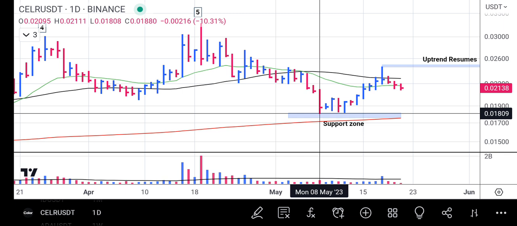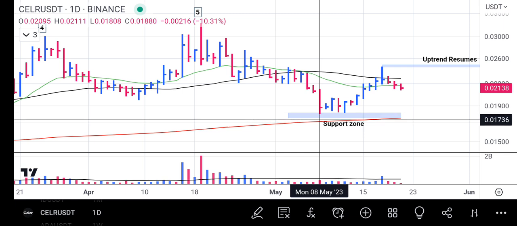But as it was going on, it couldn't get to the 200-day moving average. It has this exhaustion bar, and the volume was less. What this is telling us is that when we have an exhaustion bar and the volume is less, the sellers are getting weak. They are not having enough volume to push the price downward. And that's exactly where Celer network stopped.